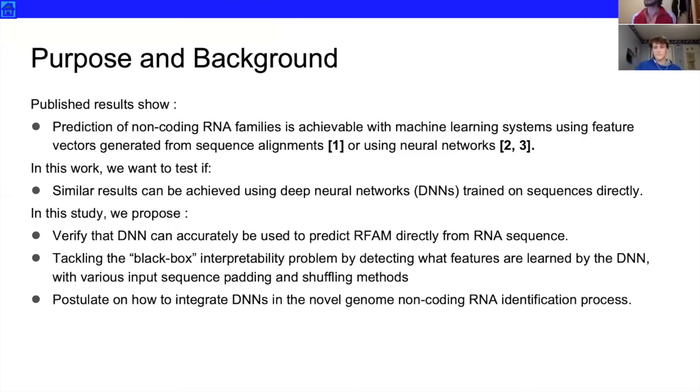So in that context, we proposed to verify first that these models can accurately predict RNA family directly from their sequence. Then we will use different strategies to tackle the black box interpretability problem of those models by exploring various input sequence paddings and shuffling of the nucleotide contents. We will discuss that later. It's like the ground of our work is exploring the interpretability of those models. And then finally, we will postulate on how these DNNs could be integrated to annotate new genomes.